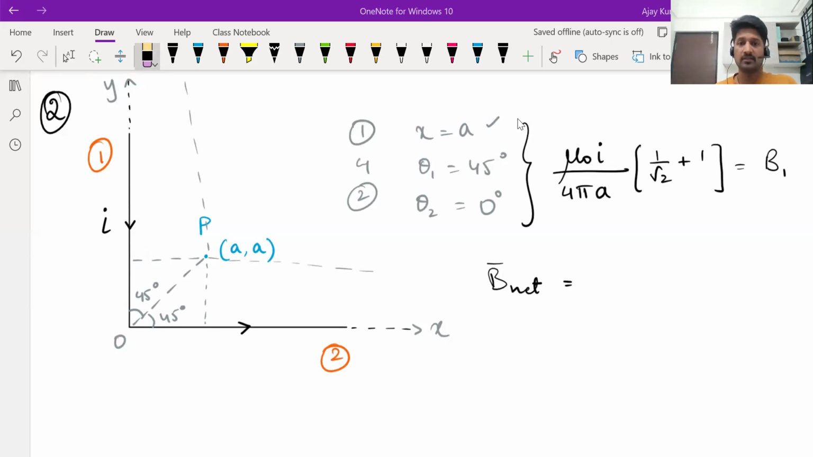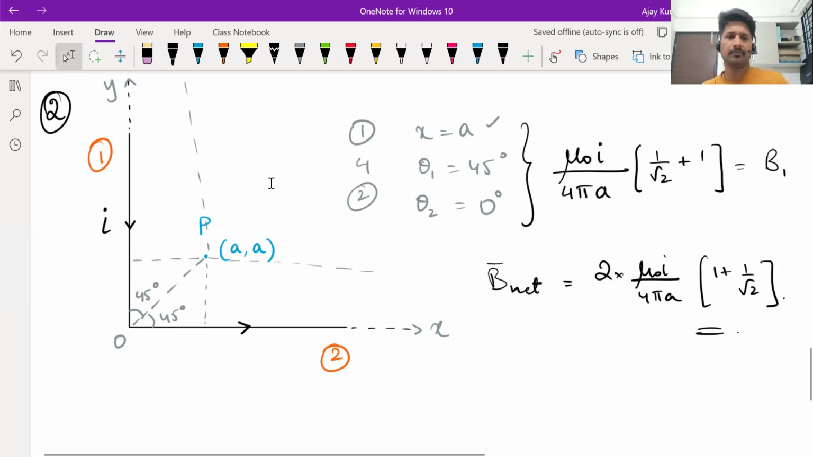Anugraha, tell me, what is the direction of magnetic field produced by the second wire at point P? Outwards, sir. The second wire will also produce outwards itself. Then for the net field, you can simply add the individual fields. It will be 2 times of this. So 2 times mu naught I by 4 pi a, times (1 plus 1 by root 2). You can adjust that if you want. It all depends on how they give the options.